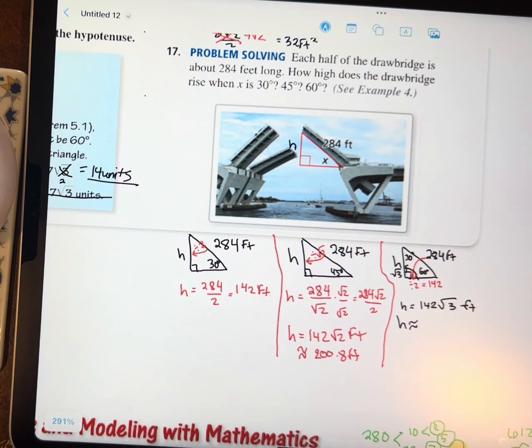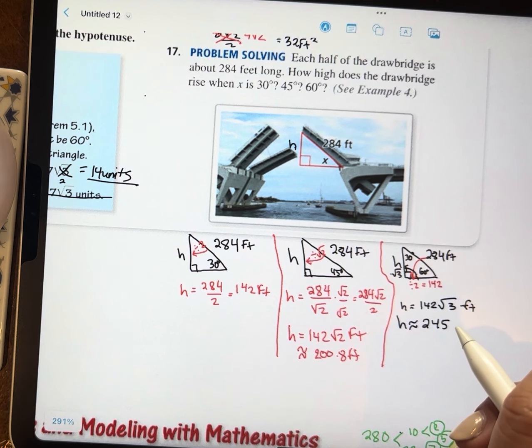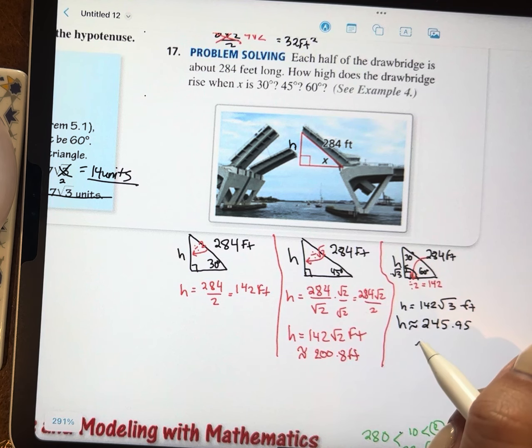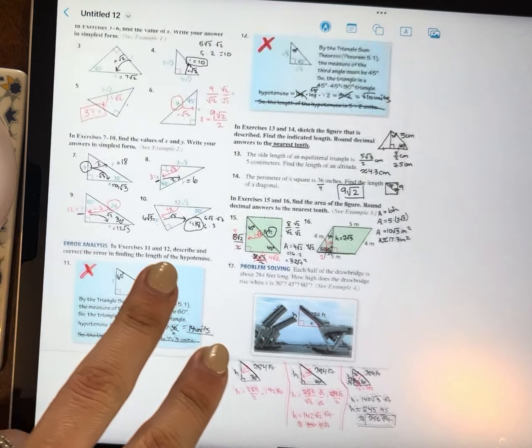But to get a sense of what it means, 245.95. This is about 255 feet, 256 feet. Very, very interesting. Okay, and that was that.